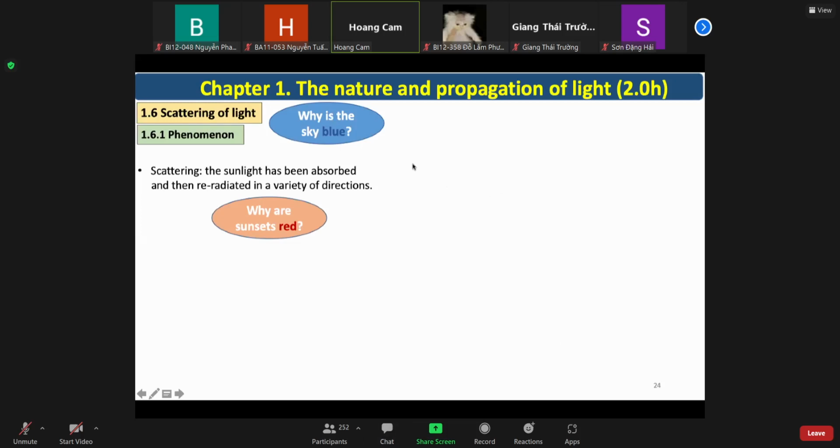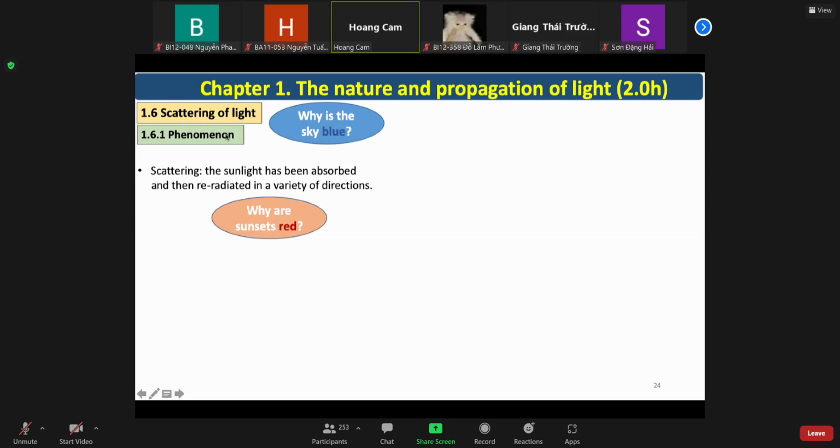So now we will move to the next phenomenon, which is the scattering of light, and it will help us answer these questions: why can we observe a blue sky, why at sunset do we see red, or why the clouds are white. This is due to one phenomenon called scattering.